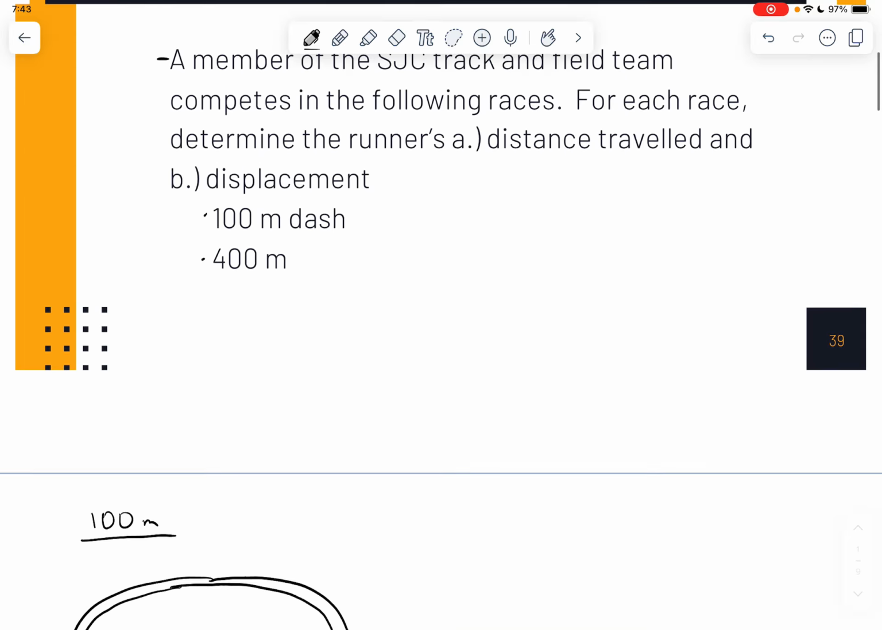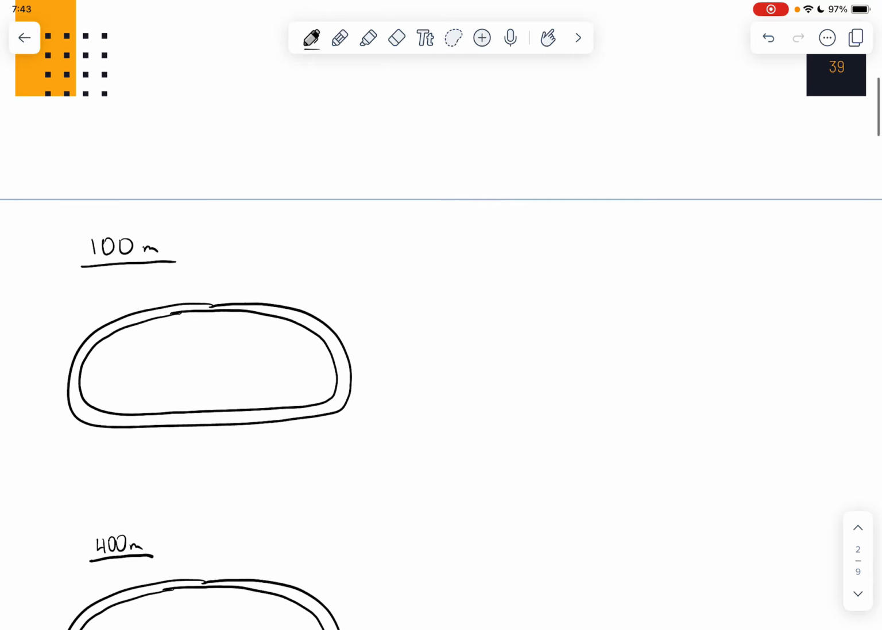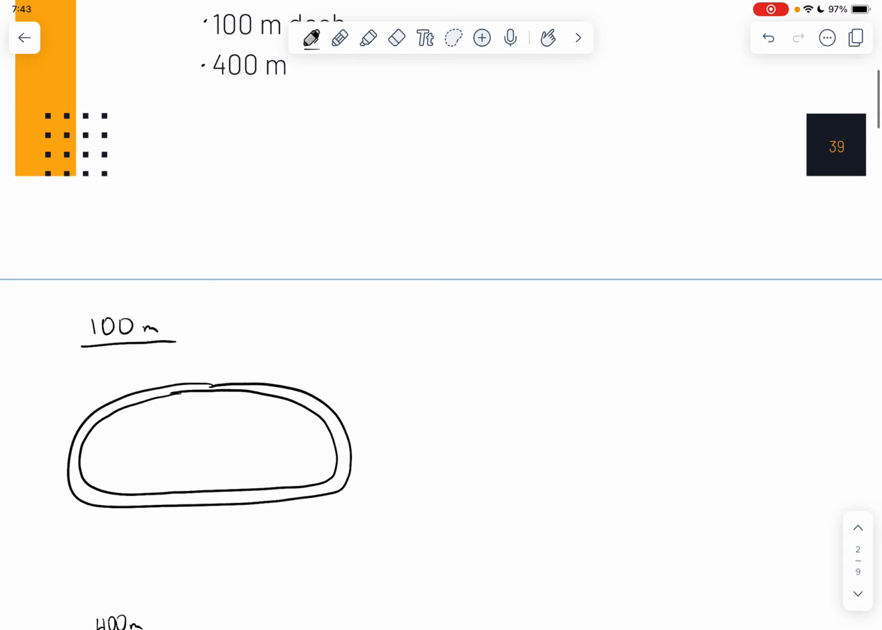So if we think about someone running a 100-meter dash on the track, what they're actually doing is going from their starting point. They're basically running along the straightaway of our track, from point A to point B here. So we think about the distance we travel, pretty straightforward. Our distance traveled is just going to be the 100 meters of our race.